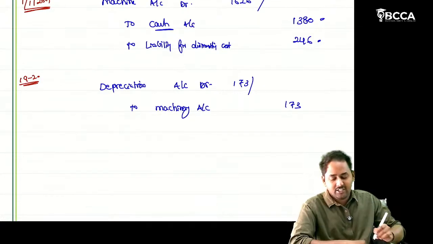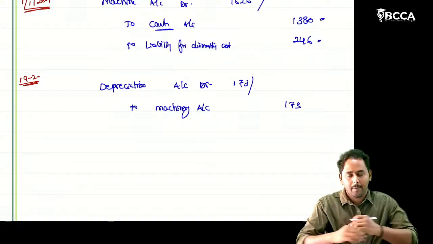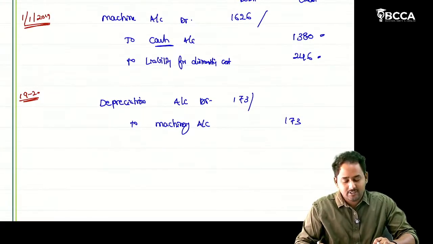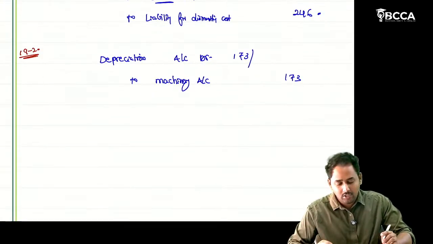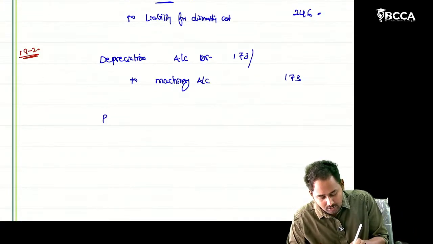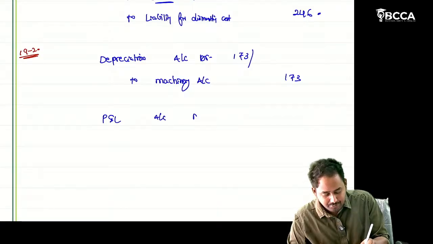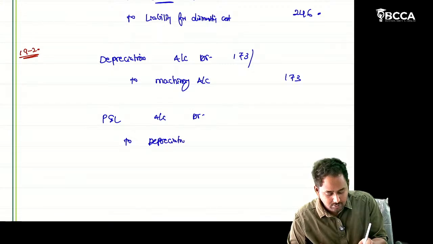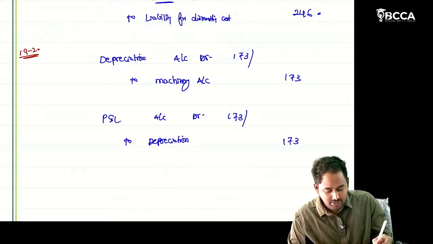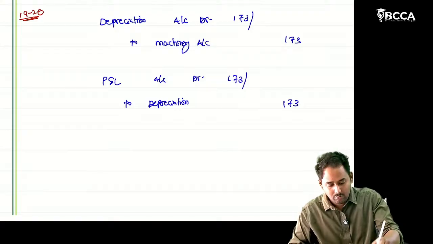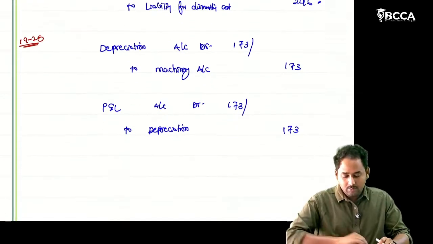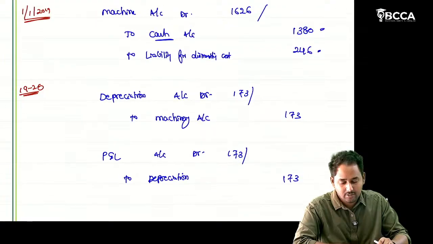So is there any other journal entry? Tell me, is there any other journal entry apart from the depreciation? Of course, depreciation should be transferred to P&L. That is also there, so if you want, you can write that also. P&L account debit to depreciation, 173 and 173. Now, what is the next journal entry?